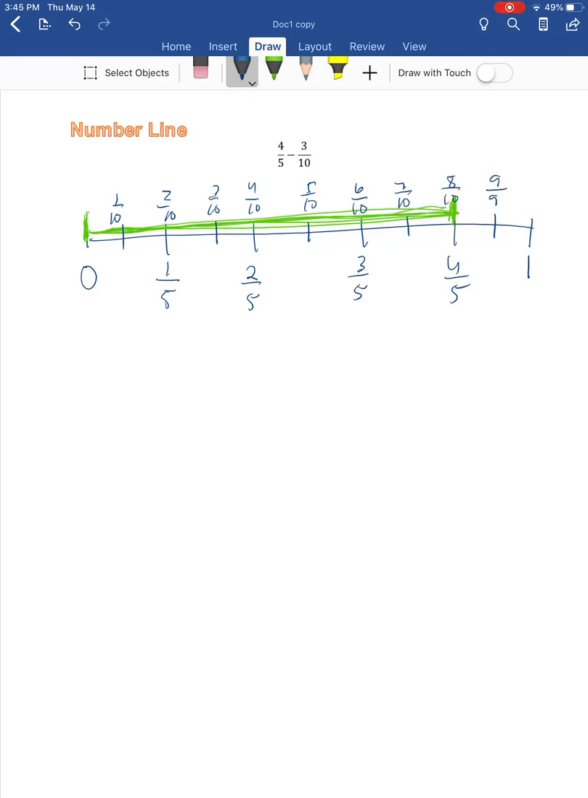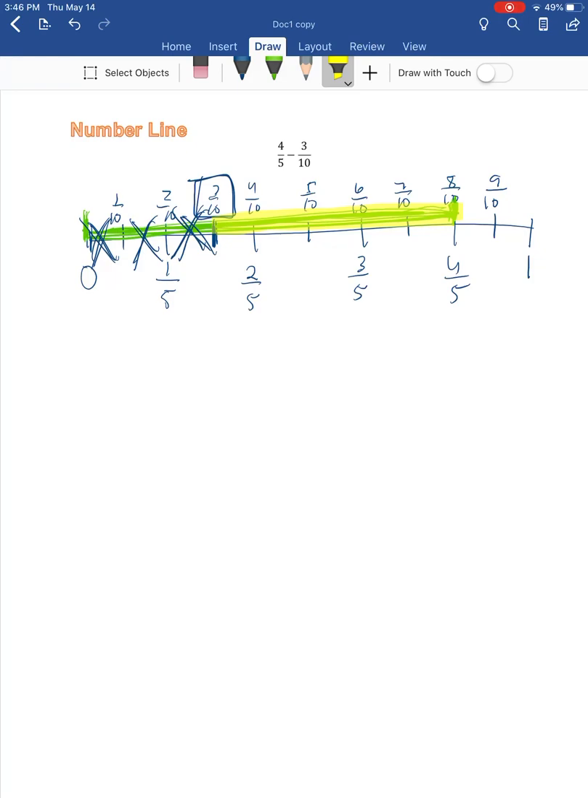Okay, so here is our 9/10. We're going to take away 3/10 from our 4/5. So remember, this green area here is our 4/5, and we want to take away 3/10 from that. And we see here, this is our 3/10. So to take away our 3/10, we have to take away all this area here from our number line. We don't have that anymore. It's gone because we've subtracted it. What we have left now is this yellow area.